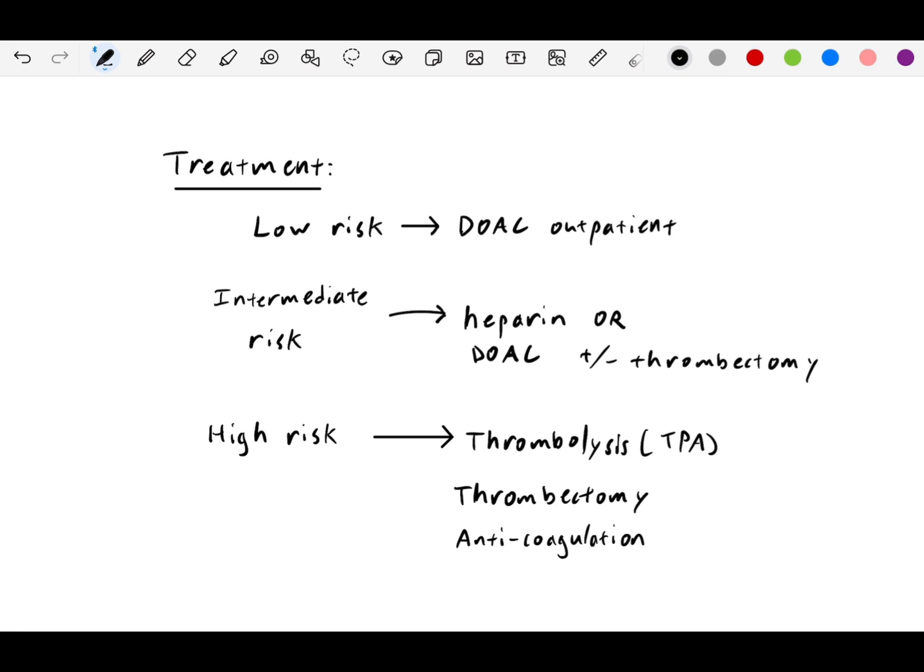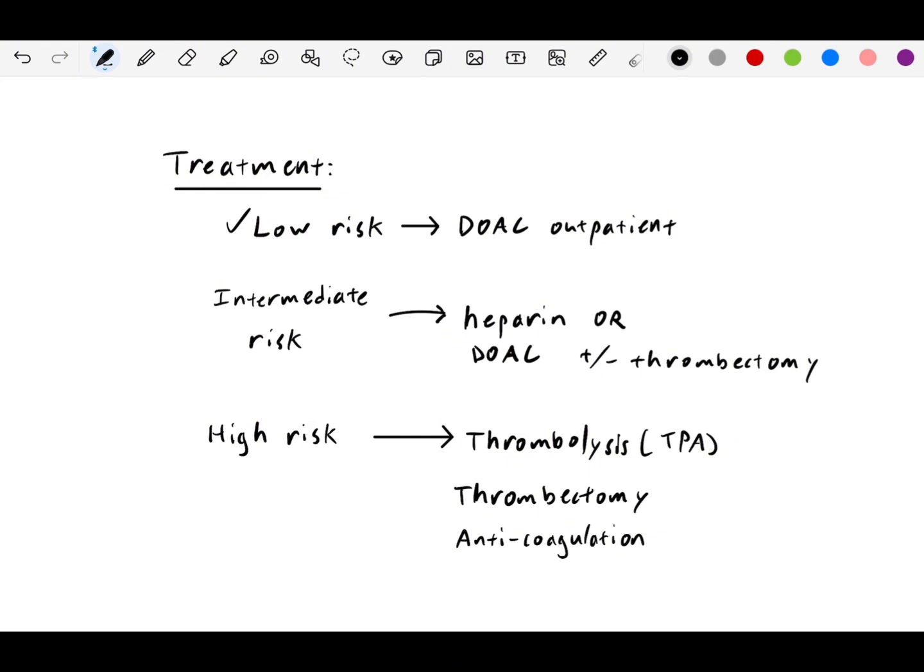For the last component here, we're just going to discuss the treatment. Now for this talk, I'm not really going to get into the specifics about the treatment options, but I'll just very briefly cover it. So for a low risk, so our least deadly pulmonary embolism, the treatment's going to be a DOAC, which is just direct acting oral anticoagulation, outpatient. Generally, I've seen Eliquis, but there could be other agents you pick based on the patient.